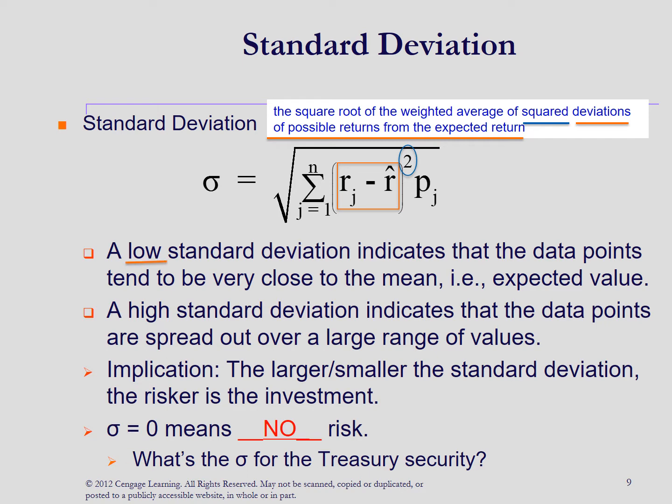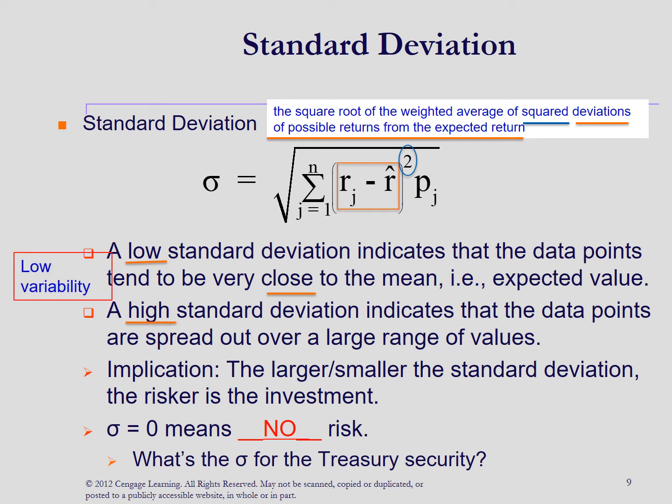A low standard deviation means the squared deviations of the possible returns from the expected return are small, which means all possible returns tend to be very close to the expected return. In other words, the variability is low.